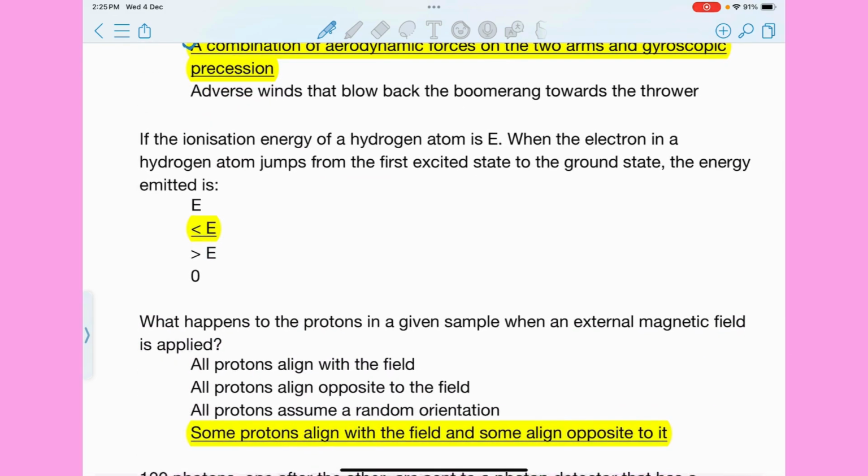The third question is again a factual question. If the ionization energy of a hydrogen atom is E, when the electron in a hydrogen atom jumps from the first excited state to the ground state, the energy emitted is. So we know that if an atom has E energy in the state, it will emit some energy and some energy will still be conserved. So the emitted energy will be less than the original energy. So that is option number 2.